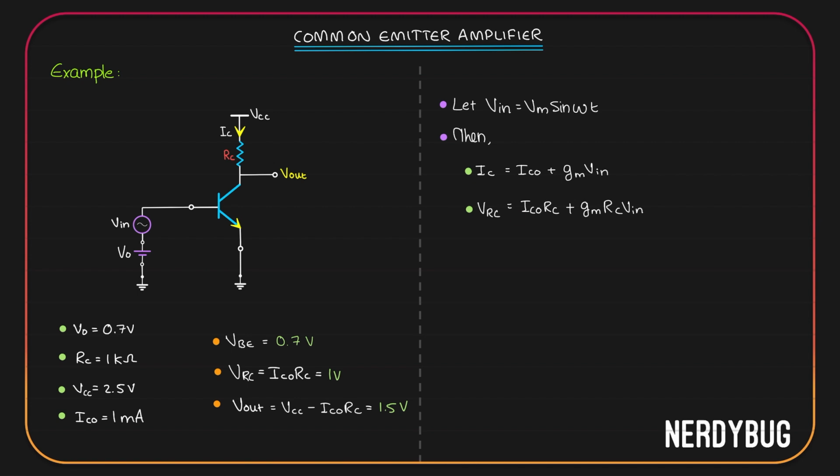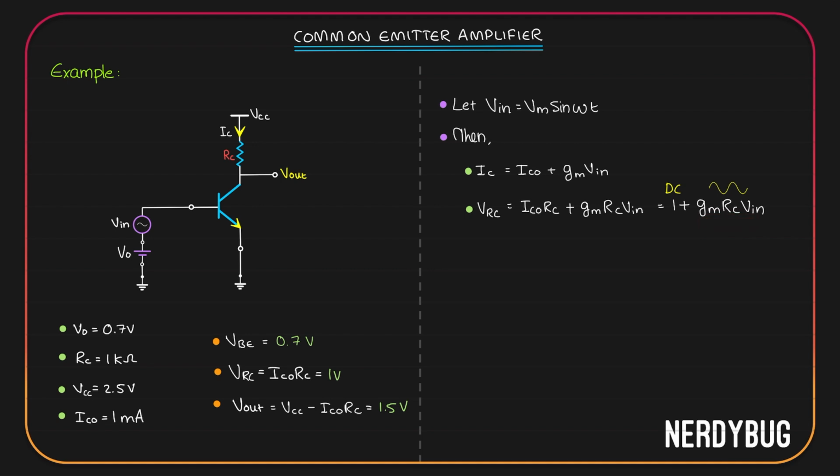Now, I already know the value of IC naught RC. So, after applying the signal, potential across RC will be 1 volt plus gm RC V input. Obviously, 1 volt is a DC value. gm is a constant, RC is a constant, V input is sinusoidally varying. So gm RC V input is an amplified version of the input voltage. It is sinusoidal. Basically, we can say that voltage across RC has a DC component and an amplified version of the input voltage.